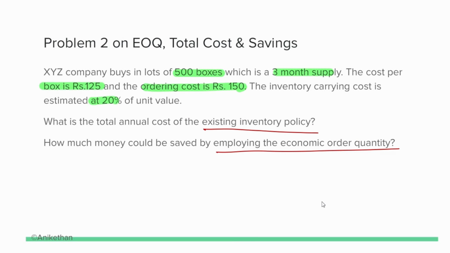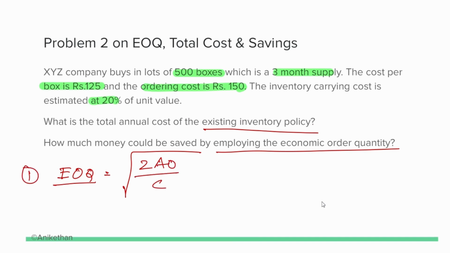You have to first find out EOQ, so you should know the formula: square root of 2AO by C. This is the first equation you should know. Then the second equation: to calculate the total cost, you should know material or purchase cost. This is first. Second is total ordering cost.